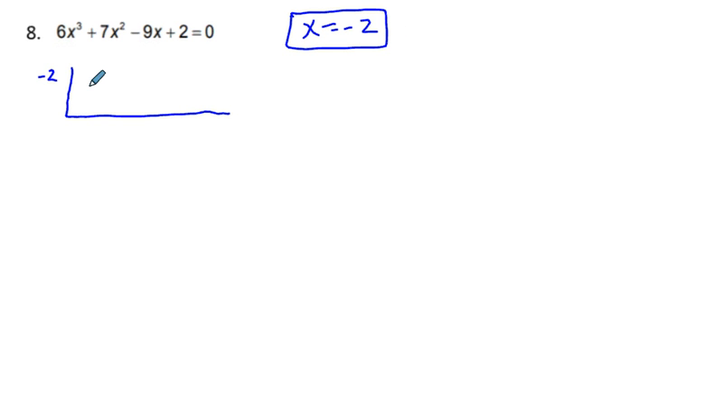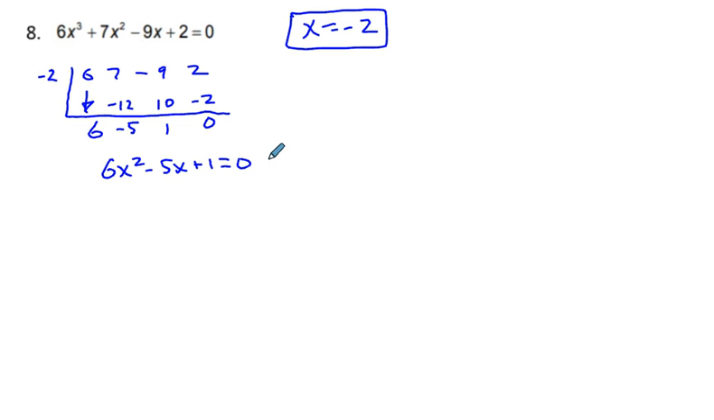You take negative 2 out here. 6, 7, negative 9, 2, and down to 6. Negative 2 times 6 is negative 12. Negative 5. Negative 2 times negative 5 is 10. Negative 1. Negative 2 times negative 1 is 2, 0. So we get 6x squared minus 5x plus 1 is equal to 0.